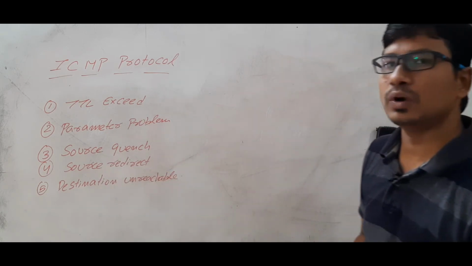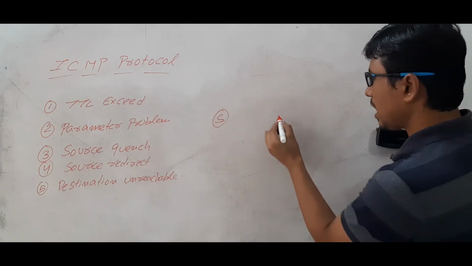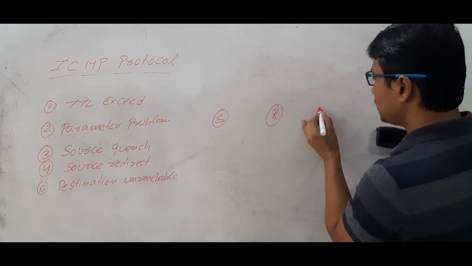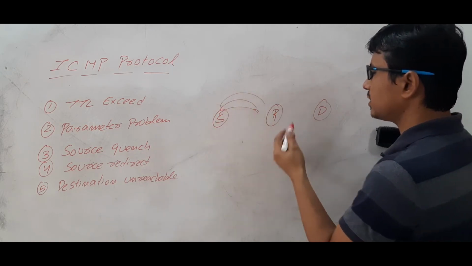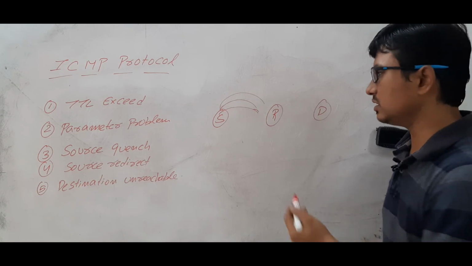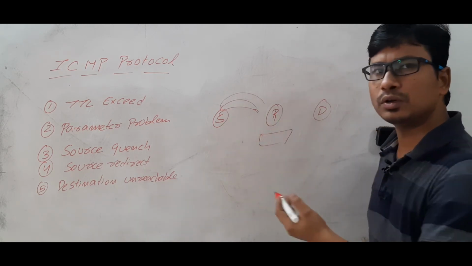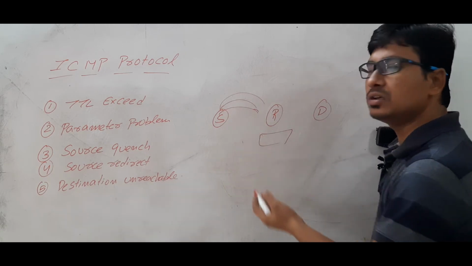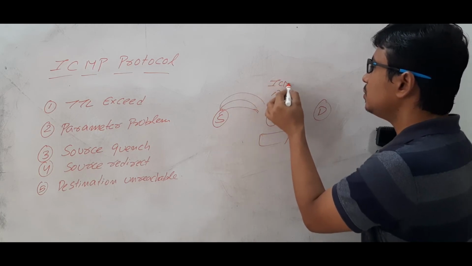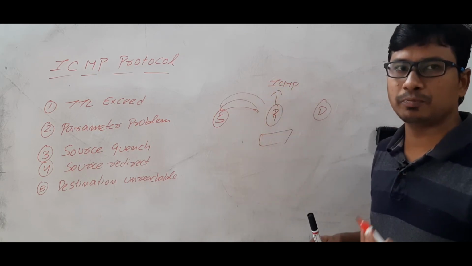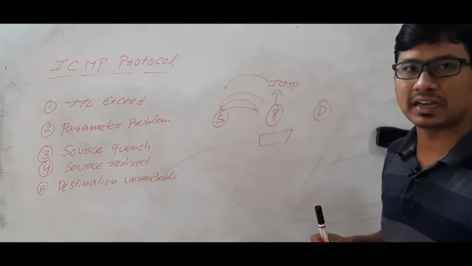Now let me discuss what the source quench problem is. You have a source, you have a router, and you have a destination. The source keeps on sending packets to the router, asking it to send my packets to the destination. Now the router is too busy, its buffer is full. It cannot handle the requests of the source. So the router will send a feedback that you are sending me more packets beyond my capability, so please stop sending the packets.